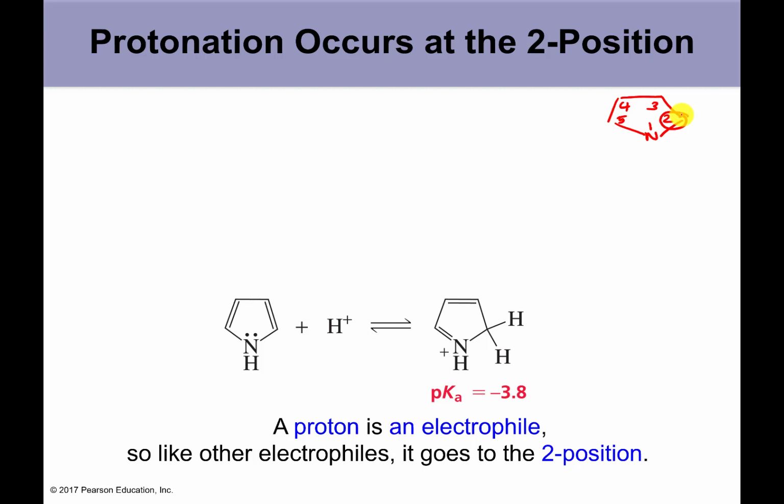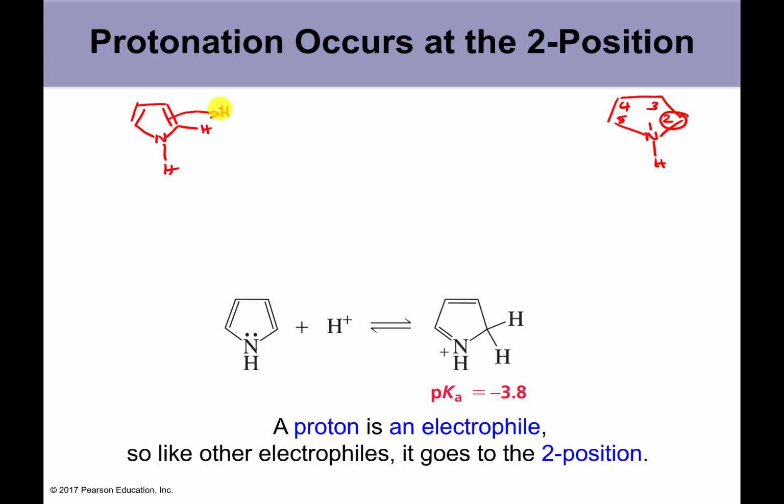So to start with, let's pretend that we protonate in the 2 position. And so we have pyrrole, and it looks like this. Sorry, I left the hydrogen off that, but I was just showing the numbering. And we take a hydrogen here. Now there's already a hydrogen here, so what's going to end up happening is this bond is going to break.